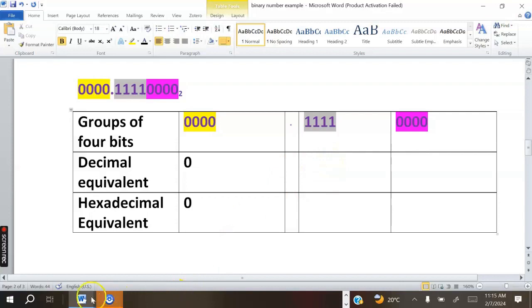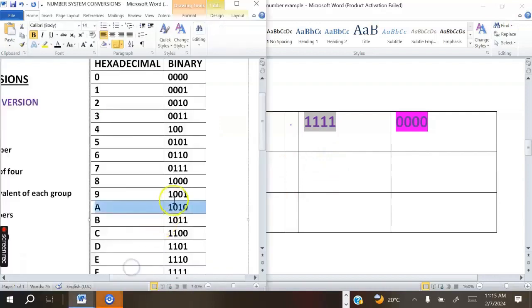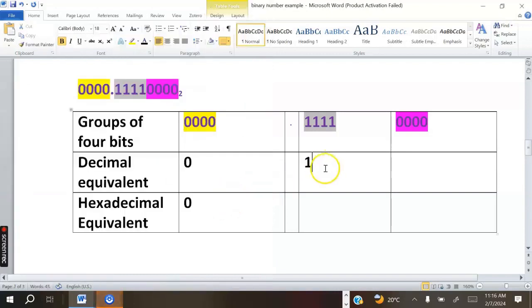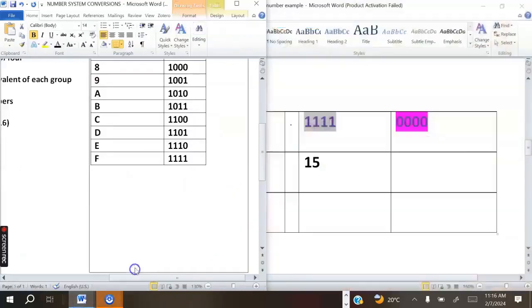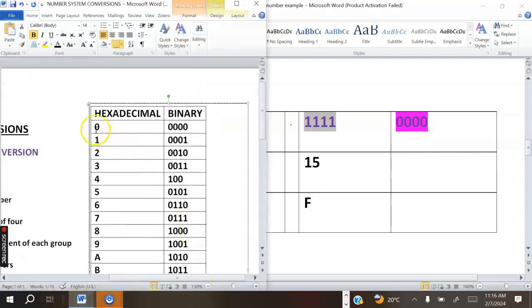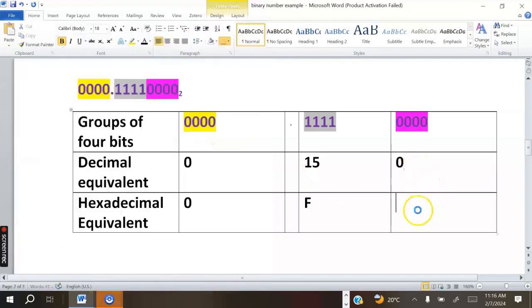1, 1, 1, 1, as you can see, let me try to get the other table. So we have 1, 1, 1, 1. This is equivalent to 15. And 15 is equivalent to, as you can see from my table, F. Then this one, we have the 000, which is as usual supposed to give us 0.